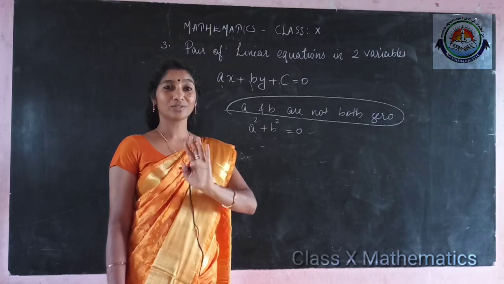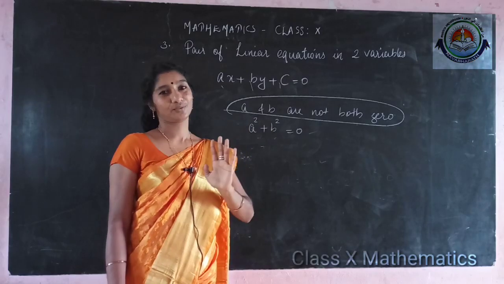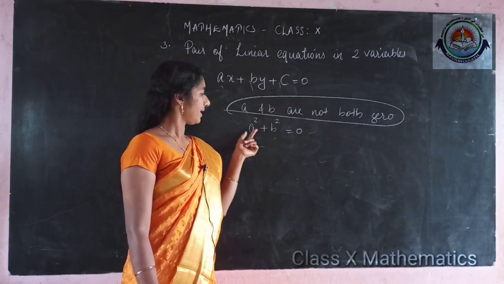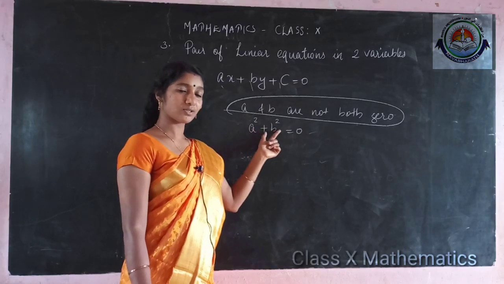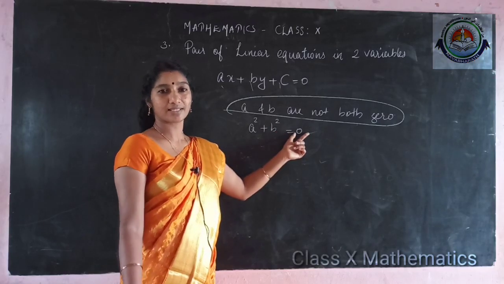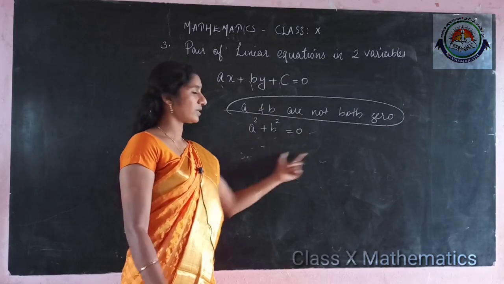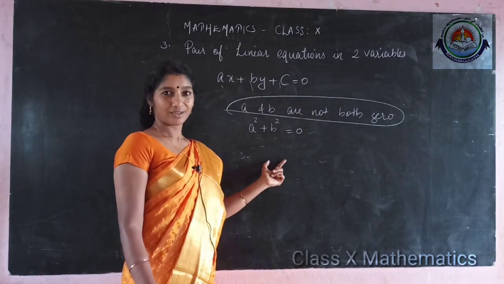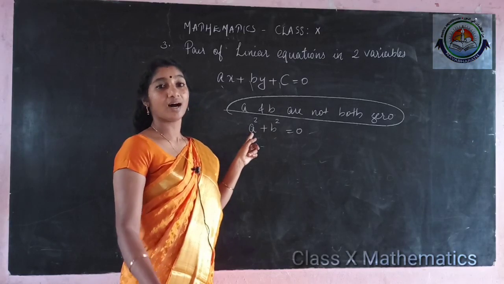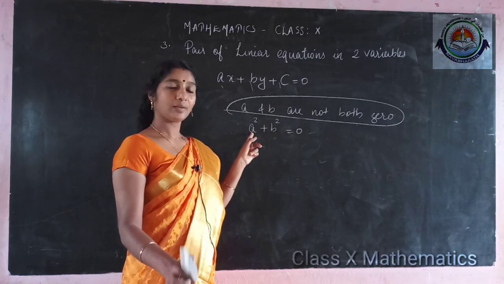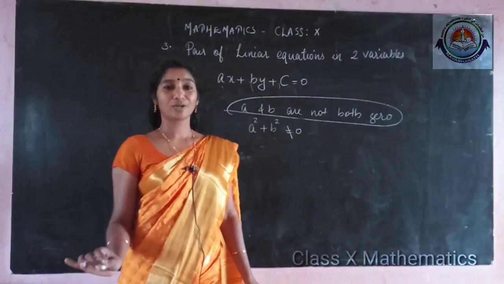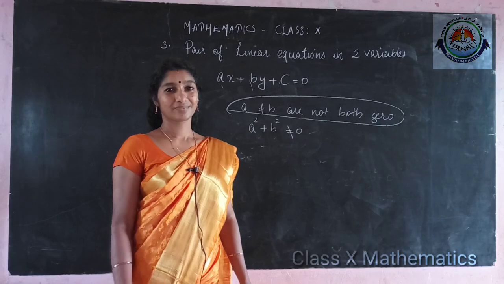both numbers must be 0. If both numbers are 0, that time only we will get a square plus b square, meaning 0 square plus 0 square, equal to 0. No other value other than 0 for a and b will satisfy this equation. Got it? That means this sentence gives us that both a and b are 0. So both a and b not being 0 means a square plus b square not equal to 0. I think you got it.